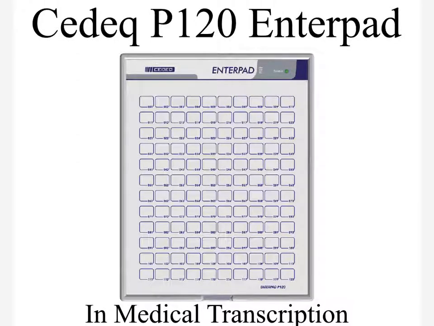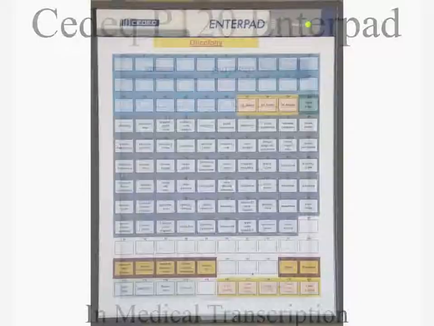Many transcriptionists already use the AutoHotkey program to create powerful keyboard shortcuts. The problem quickly becomes remembering all the shortcuts. The benefits of using an Enterpad with AutoHotkey are fewer errors, quicker data entry, correct spelling, and greater productivity, which means more money.